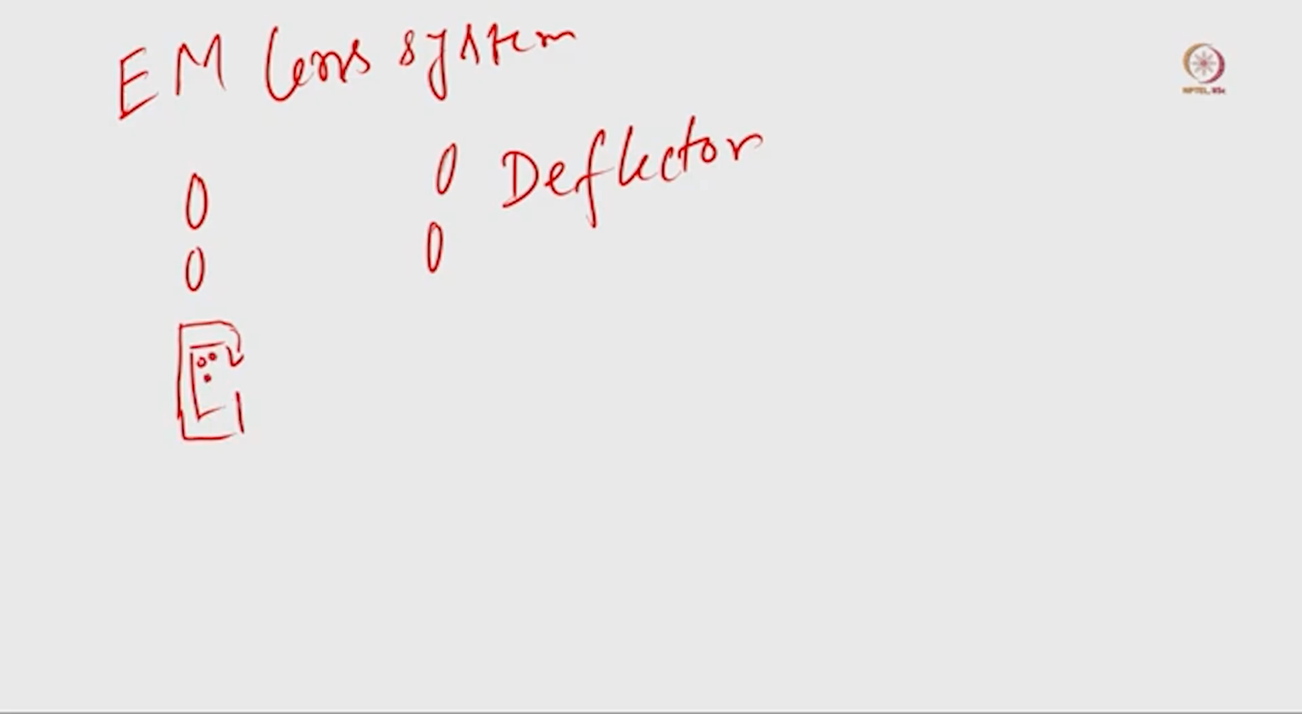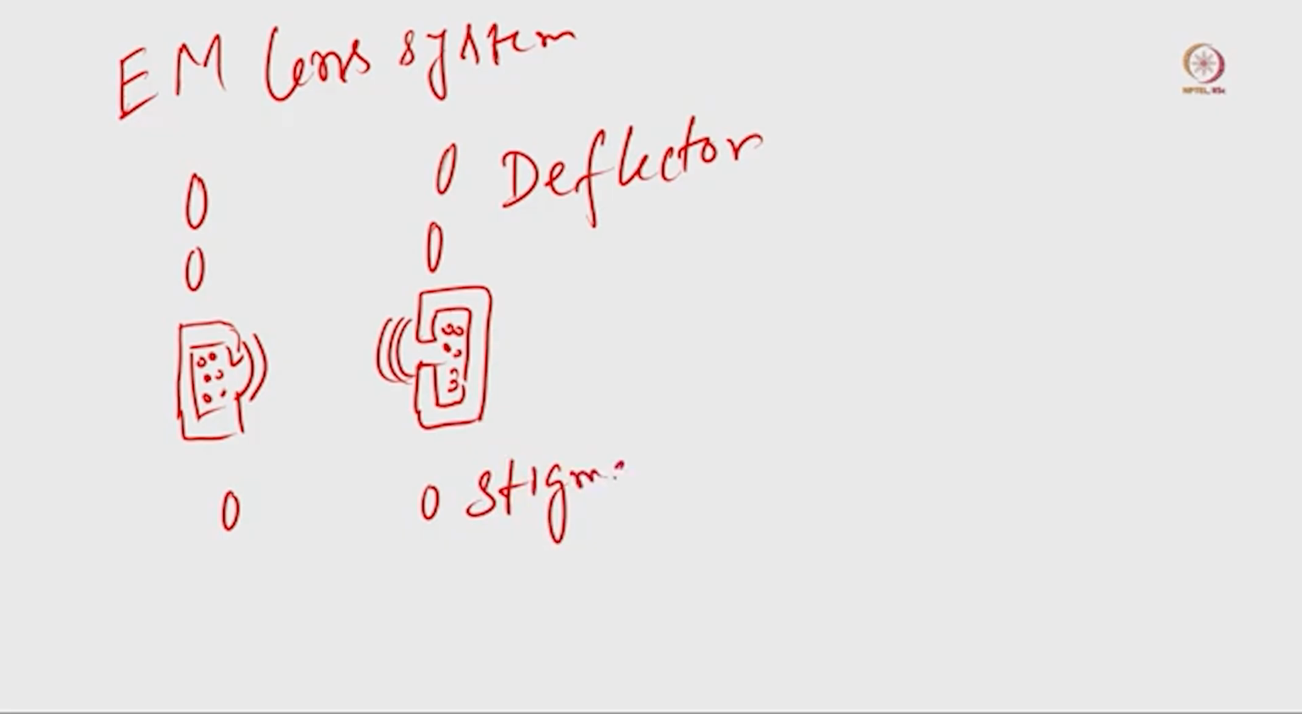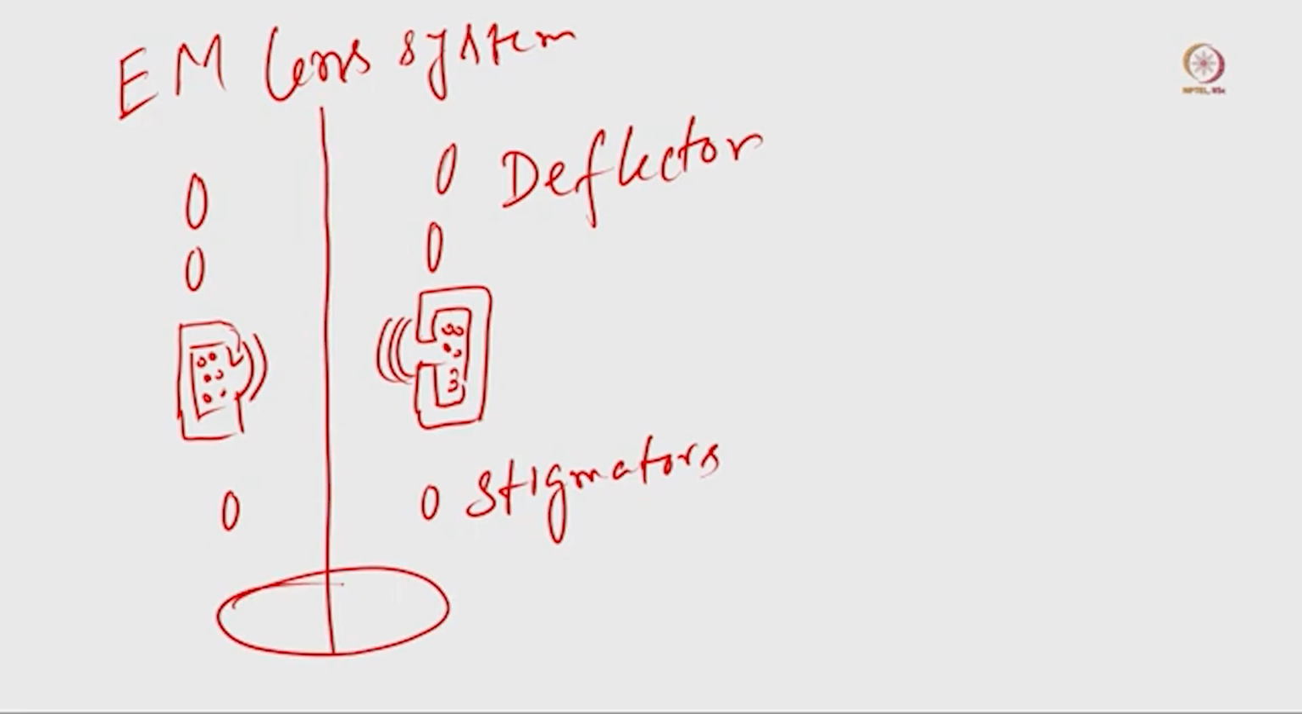So there will be a gap, and those will be the copper windings. Here there will be a gap between these two, those will be the copper winding, and this will be the gap where the magnetic field will come. And then there will be a lens system that is called the stigmator. The stigmators will be there, and then at the end, this is our optical axis, and at the end we have an aperture.